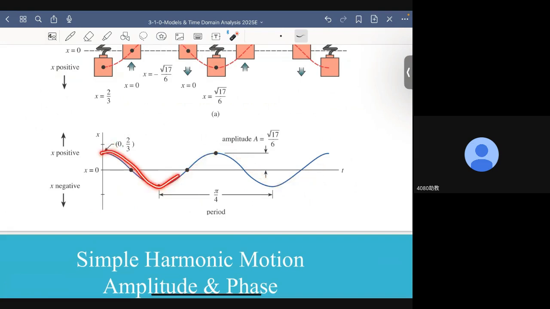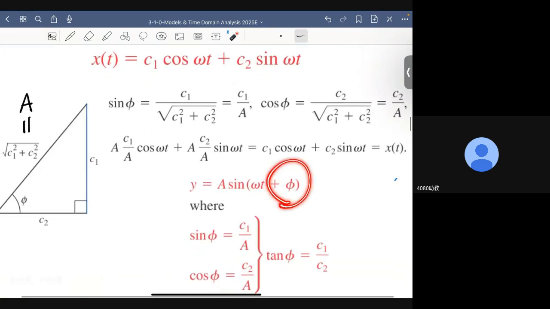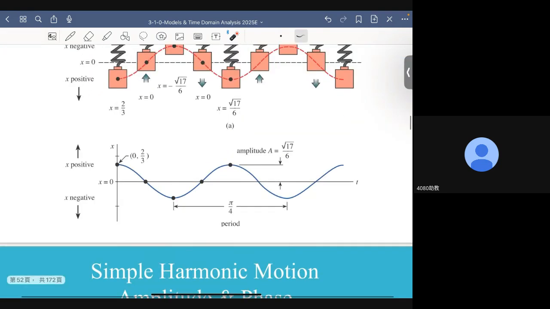It can move like this, or it can have the same waveform, but move like this. That is, by changing the phase, you can actually shift this waveform leftward or rightward, in a positive or in a negative direction. You can move it around, okay?